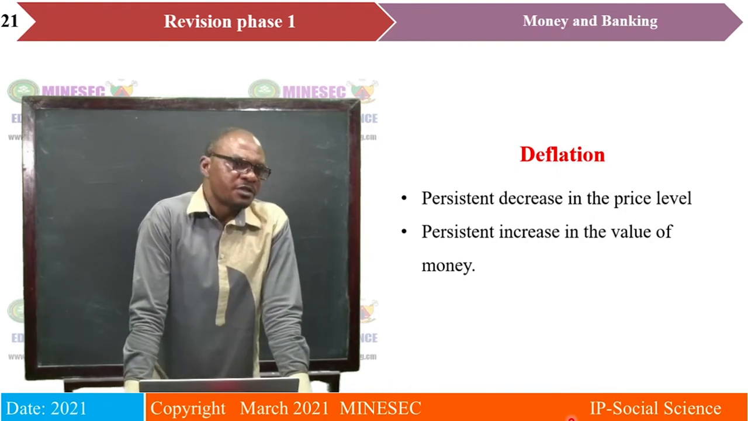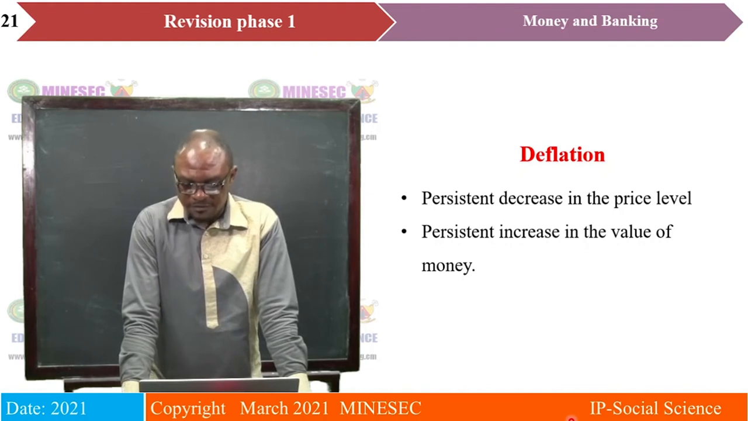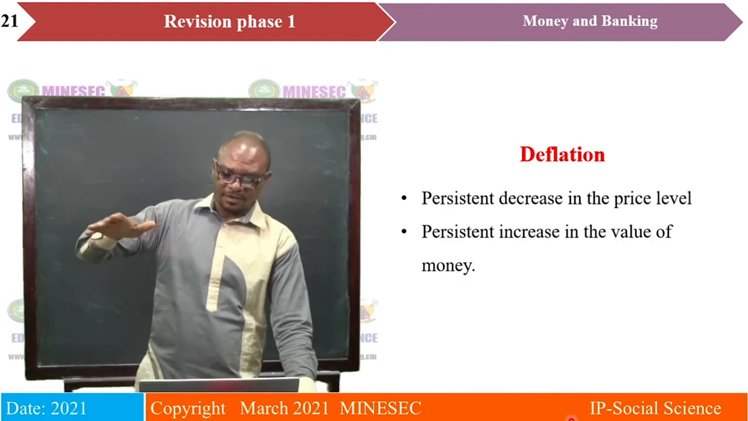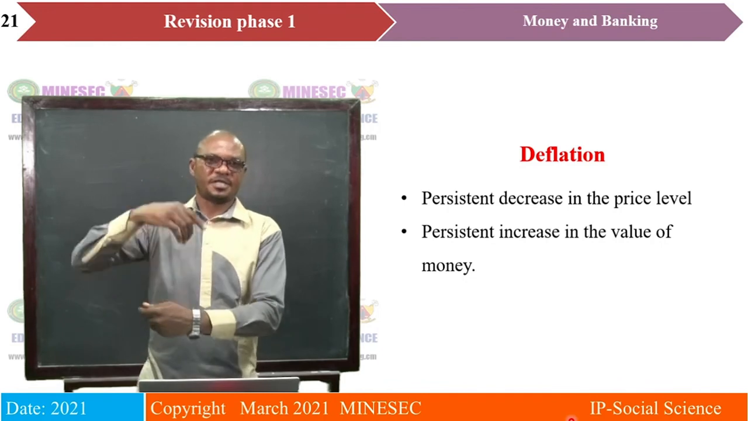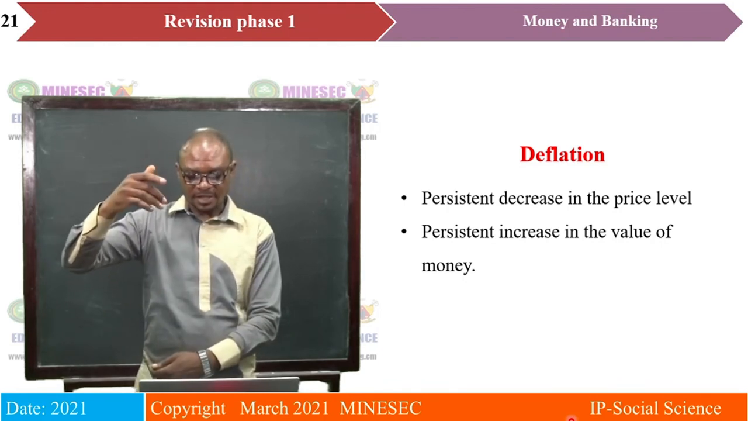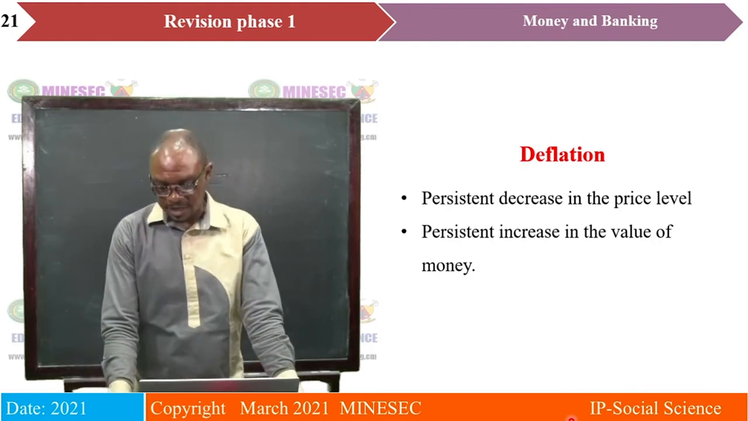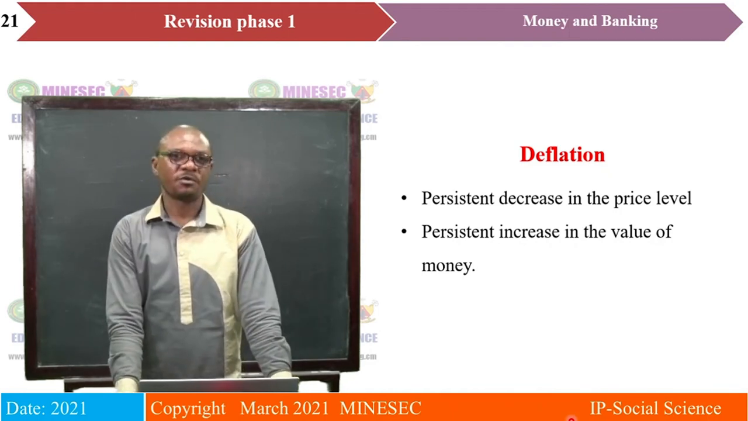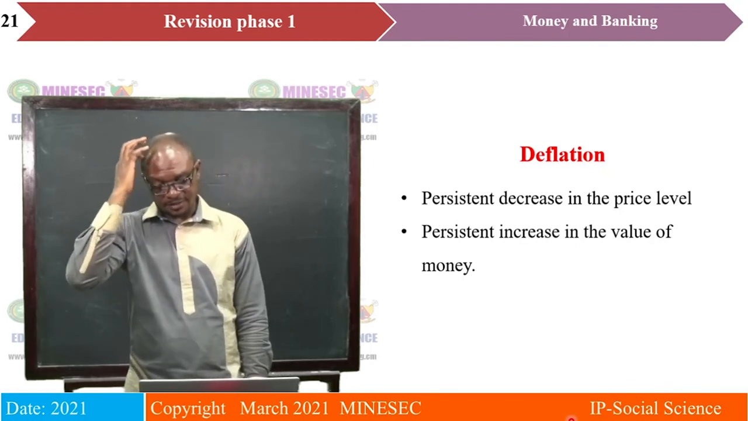The direct opposite of inflation is deflation. If deflation is a direct opposite of inflation, then it means that it is a persistent fall in the average price level. So inflation, persistent increase in average price level of goods and services. Deflation, persistent decrease in the average price level of goods and services. And of course, when there is deflation in the economy, it means that the value of money is rising.